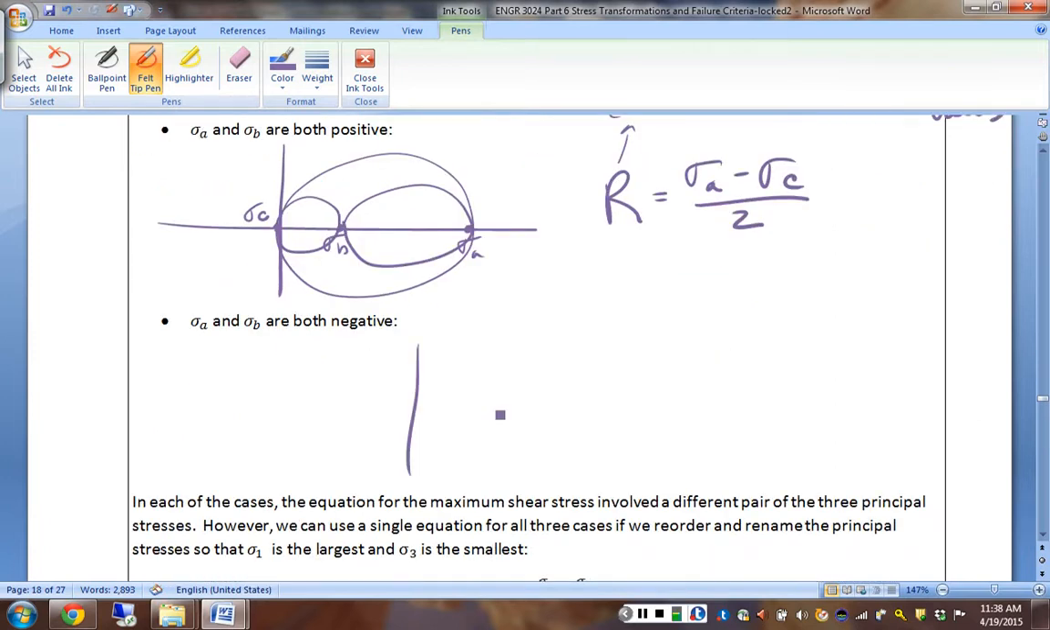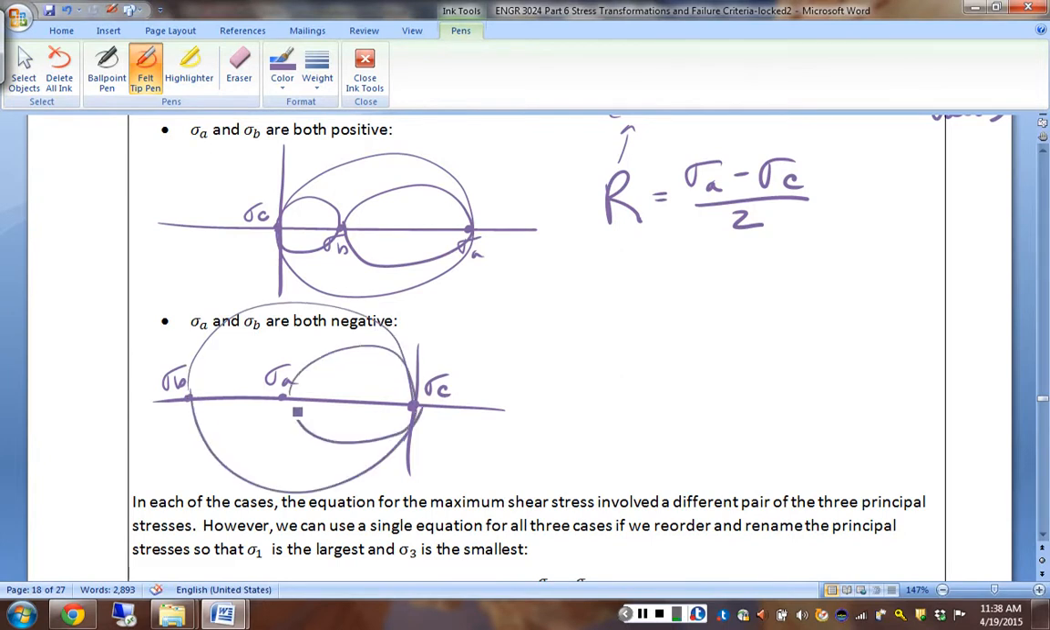Okay. Likewise, if sigma A and sigma B are both negative, we have a sigma B and a sigma A, and still our sigma C is 0. We have our largest possible circle, the sigma A rotation about B. In this case, we see that this radius value has to be sigma C minus sigma B over 2.